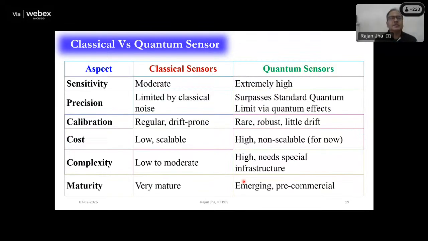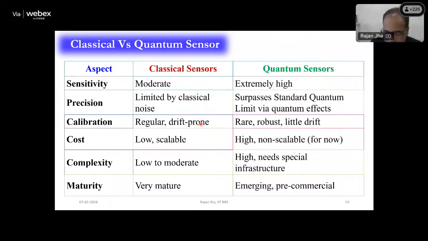So let's quickly see what the different classical and quantum sensors are, aspect-wise: sensitivity, precision, calibration, cost, complexity, and maturity. If I have to summarize, these are extremely sensitive. They are very precise. As I told you, classical systems have noise, but quantum systems, using quantum effects like quantum confinement and stuff, can really surpass some of the precision.